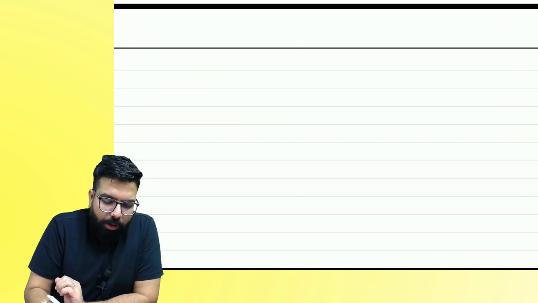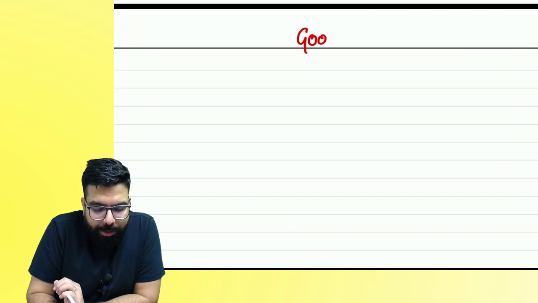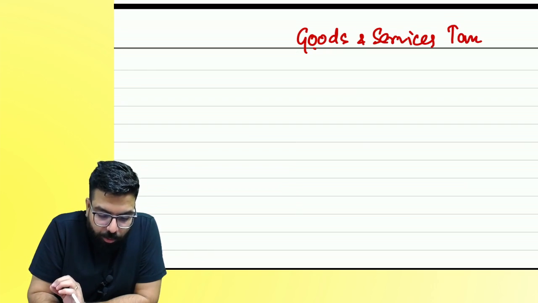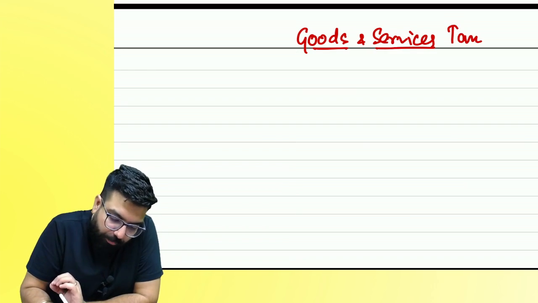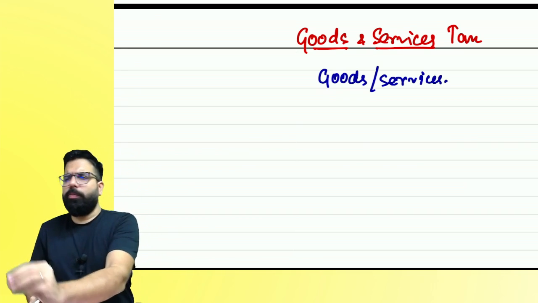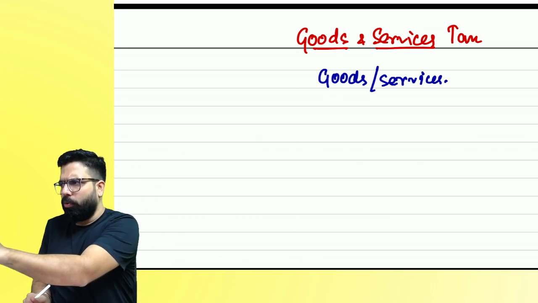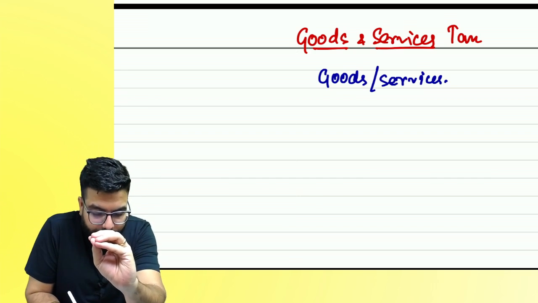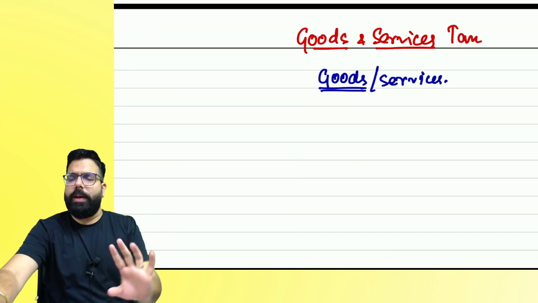So first of all, for anything to come under goods and services tax, it has to be goods or it has to be services. In that small kid example, he is selling what? Socks. Socks are what, everyone? Goods.